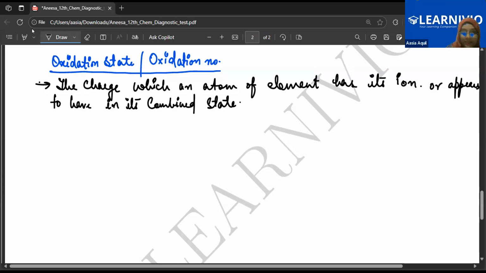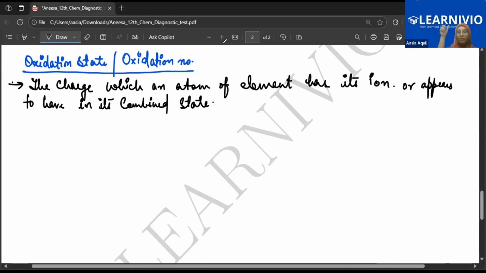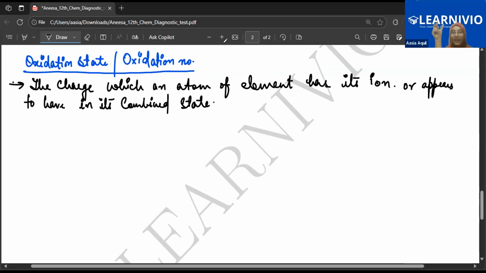Basically, what does oxidation state mean? Oxidation state is basically the charge which an atom of an element has on its ion, when the element breaks into ions. Suppose it is an anion and has a minus charge, so that's the oxidation state of that ion.